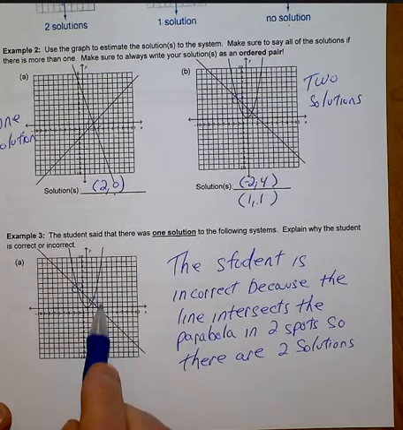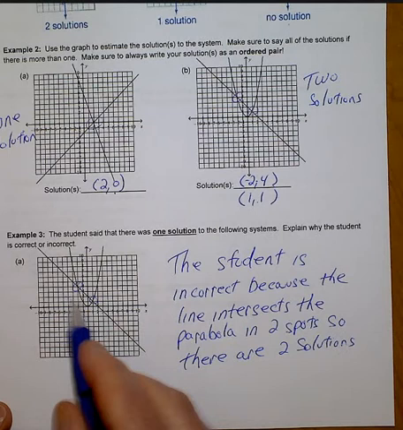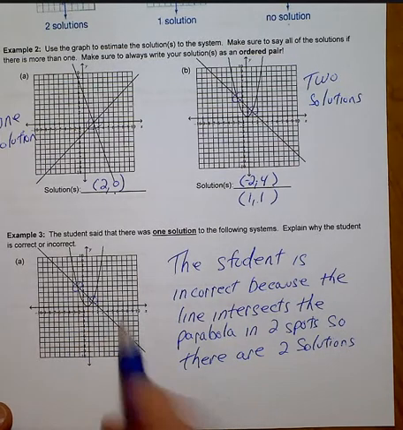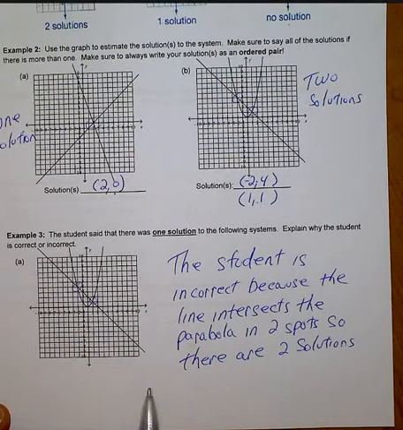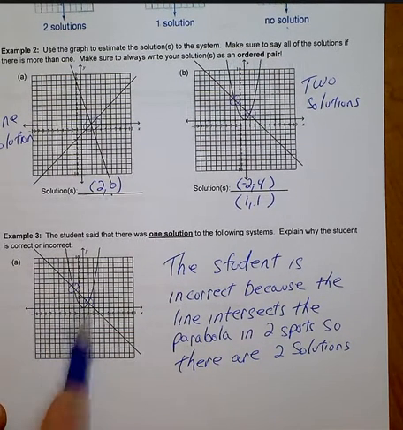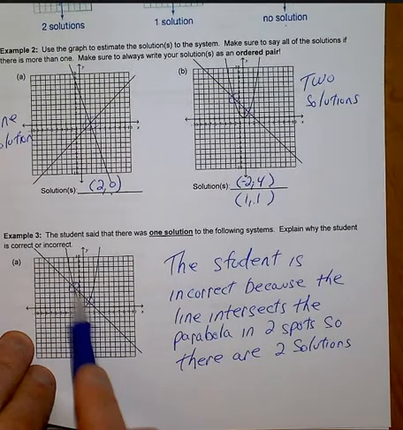Two solutions. If it had a picture here and it only crossed one time, we would say he was correct, because it crossed one time, if that was down here. Okay? So graphically we can solve these systems. We just look where the intersection is. That's the solutions. There's two solutions there.